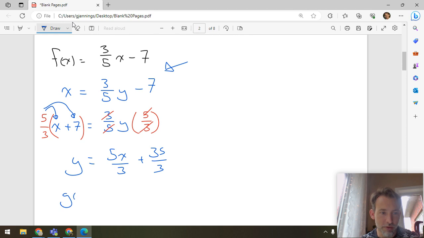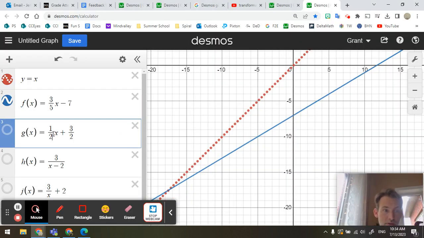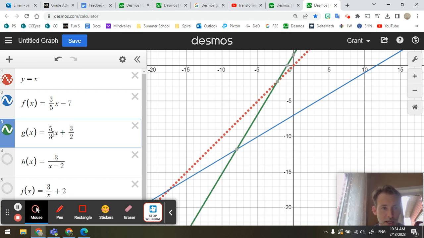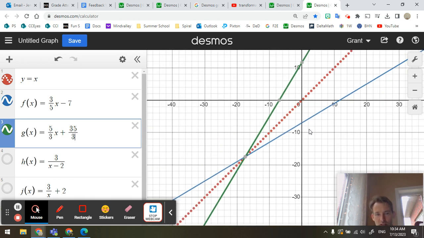So I'm going to call this g of x, which is actually f inverse of x, which is 5 over 3 x plus 35 over 3. And yes, I could have written the whole thing over 3. All right, so now let's put that into Desmos and see if it behaves the way I expect it to behave. So let's turn this on. Notice Desmos does not like that f inverse notation, so I'm just calling it a new function, g of x. So this is 5 over 3 x plus 35 over 3. Boop, there it is. Oh, look at that. Everything is perfect. Everything is awesome.